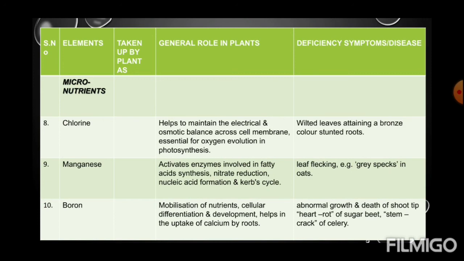Next is boron. Boron can be taken up as borate and boric ions. They help in the mobilization of nutrients, because again they also help in increasing the permeability of the cell membrane. They help in cellular differentiation and development, meaning that after cell division, the development of the cell will take place with the help of boron. And if the cell differentiates into various functions, it will be with the help of boron, and the deficiency of boron can lead to abnormal growth and death of the shoot tips.